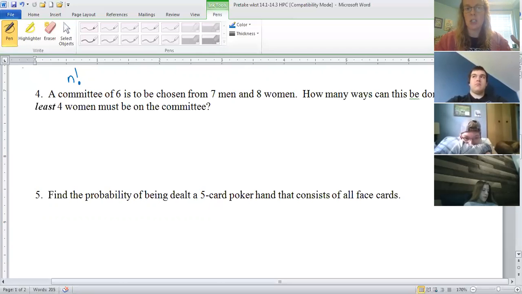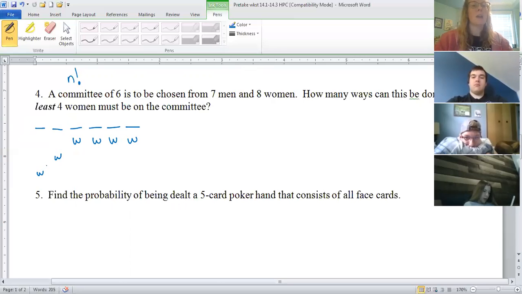So that's going to change how we count. Okay. So that means if we've got 6 people that we're trying to fill on this committee, we want 4 of them to be women, at least 4. So it could be 4, or it could be 5, or it could be all 6, could be women. So those are the 3 things that we have to count and then add up, okay?